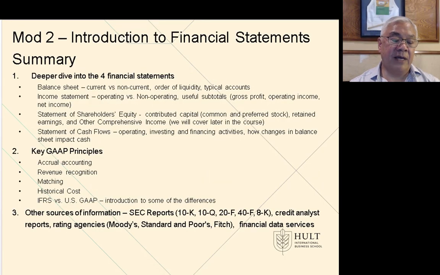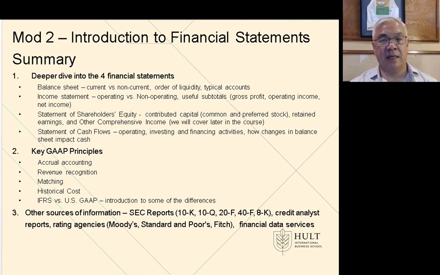So end of Mod 2, we have financial statements, and we did a deeper dive into each of the four. We did some level of detail on what is current or non-current, and some of the more typical line items that you would find on the four statements. The GAAP principles that we looked at so far are accrual, which is recognize revenue when earned and expenses when incurred. Revenue recognition, which is one of the most abused areas. We'll talk more about this in a full chapter later on, but this shows how a company sets its accounting rules for when it can count revenue.